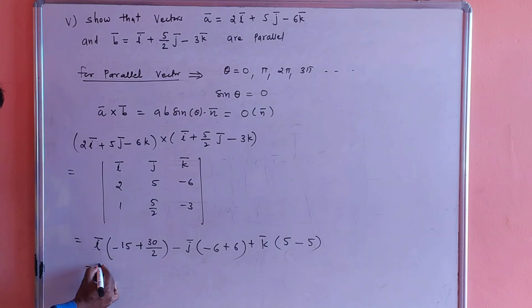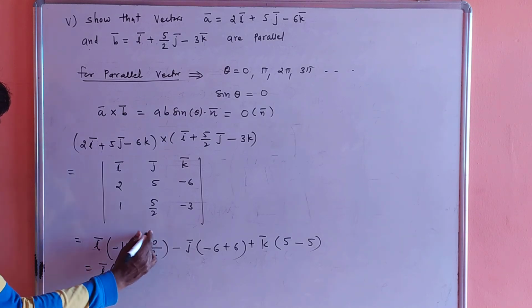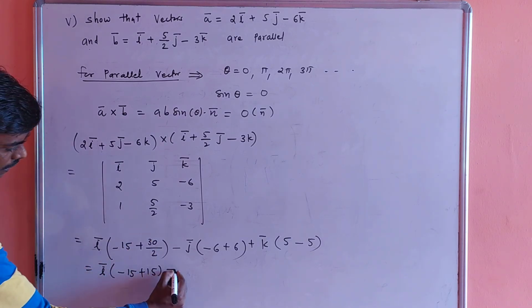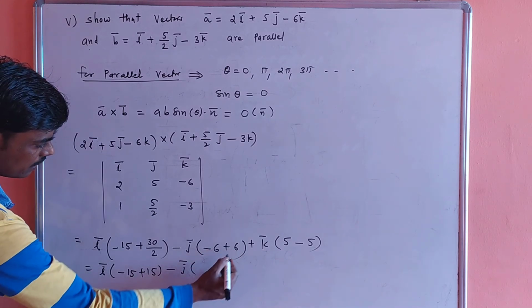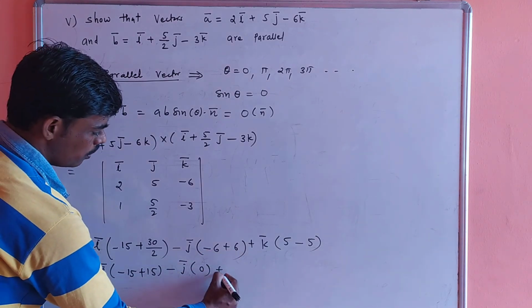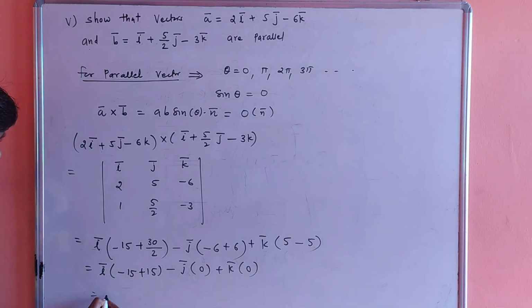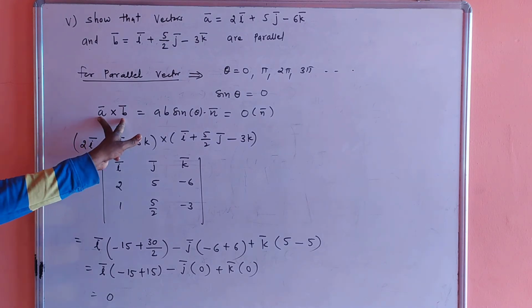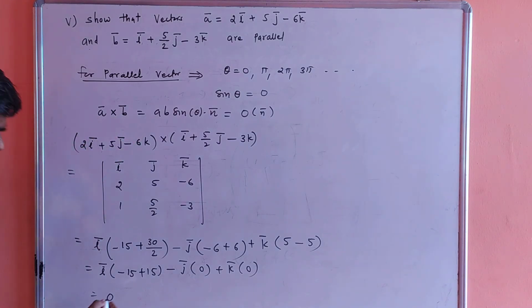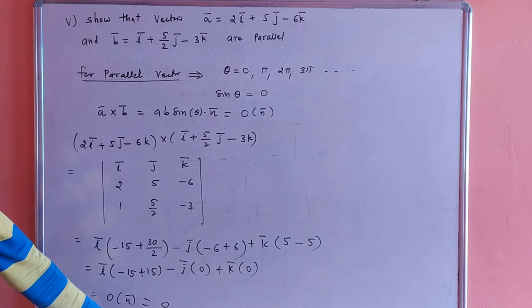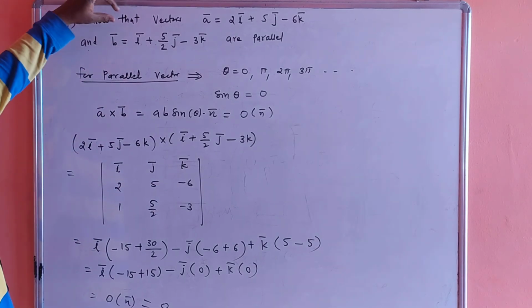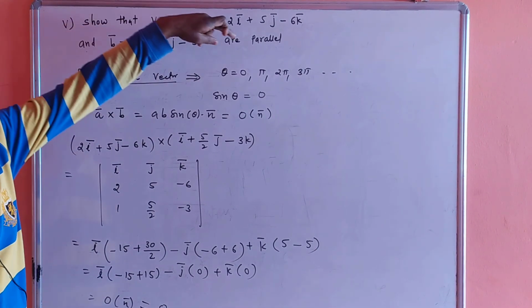So what do we get? i times minus 15 plus 15, minus j times minus 6 plus 6, 0, plus k times 0. It is also 0. So all components are 0, and therefore the magnitude of the cross product of these two vectors is 0, and 0 multiplied by vector n is a null vector. So no doubt the magnitude is 0, and therefore it is shown that vector A and vector B are parallel to each other.